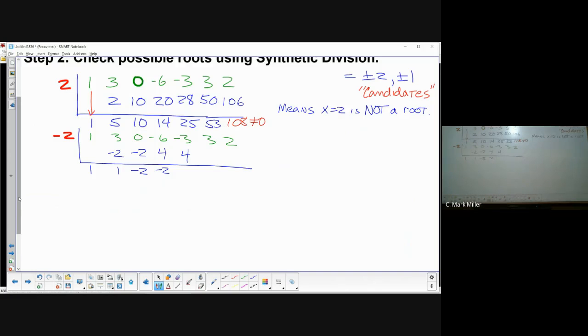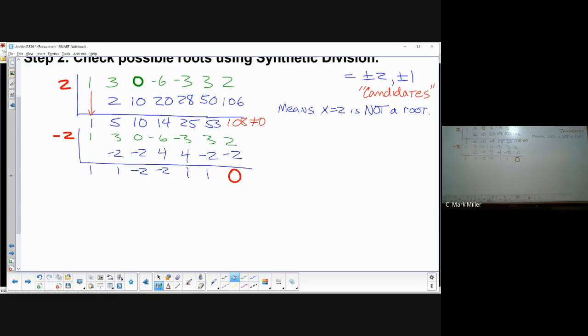Add 1. You see how these numbers are staying more tame? You see how these numbers here got bigger and bigger and kind of went out of control? There's a better chance for this one to work. We don't know yet. Minus 2 times 1 is minus 2. Add 3 minus 2, 1. Minus 2 times 1 is minus 2. Add, and you get a big fat Greek 0. Remember I told you we were looking for a 0 there. That's the remainder.